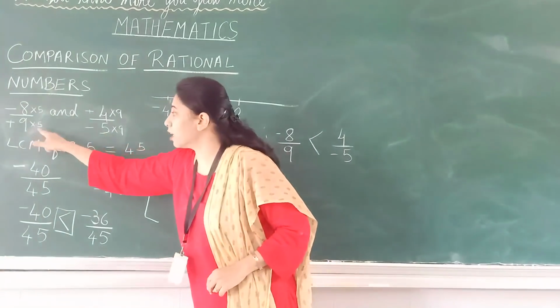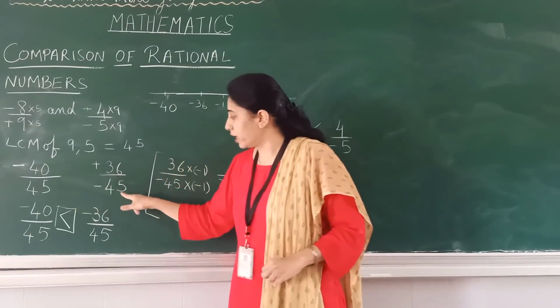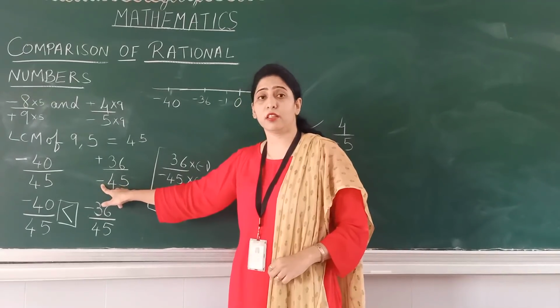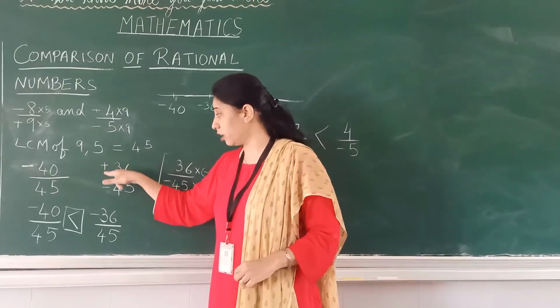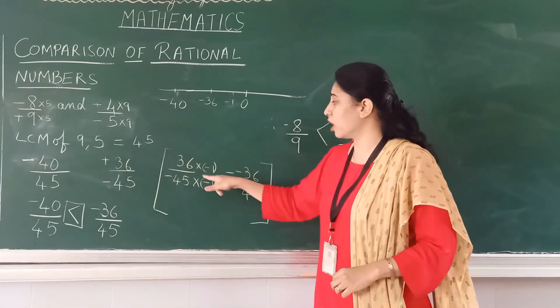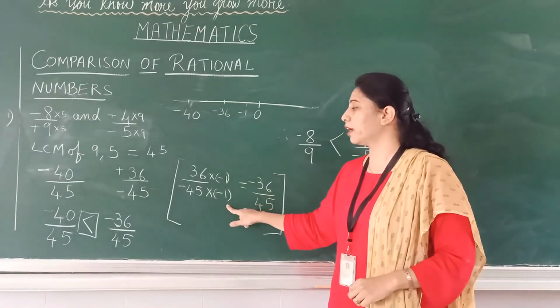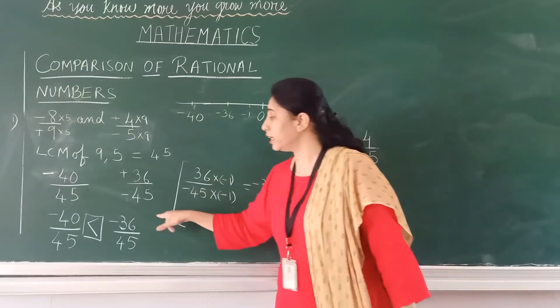If the denominators are not the same, you have to find the LCM. After finding the LCM, when you get the denominators equal, if a negative sign is there in the denominator, you have to change it to the numerator. So how are you going to convert it? You have to multiply by minus 1 in the numerator and denominator, and then the negative sign goes to the numerator. So that easily you can compare.